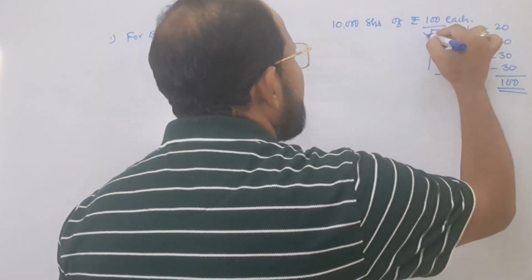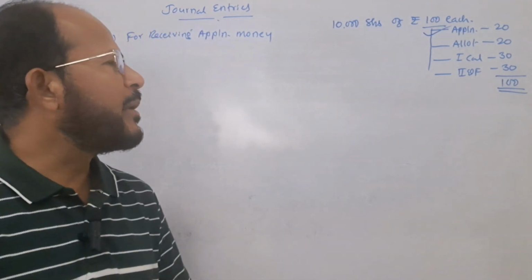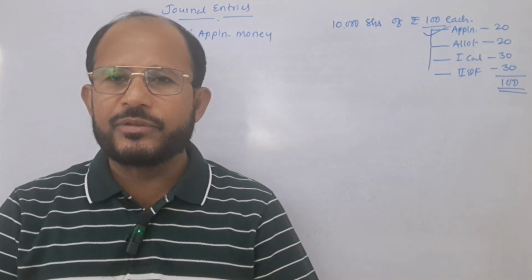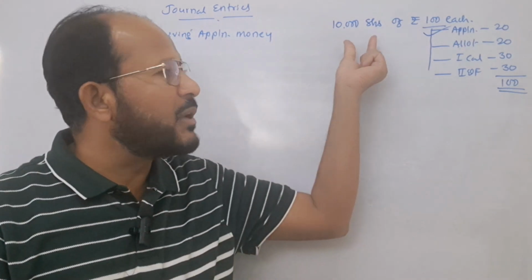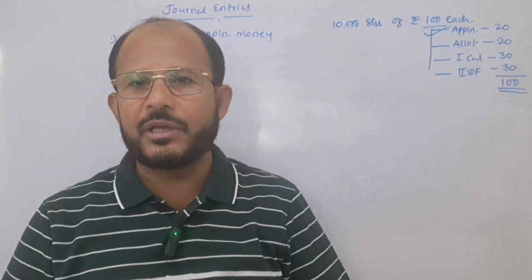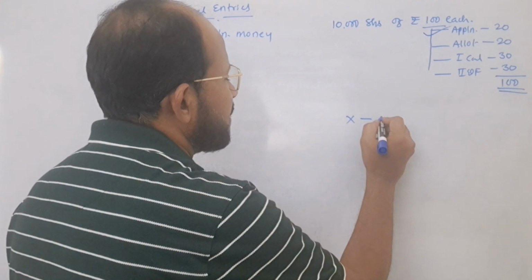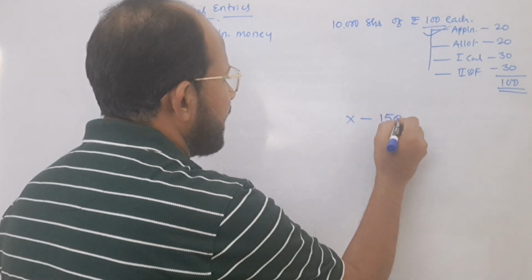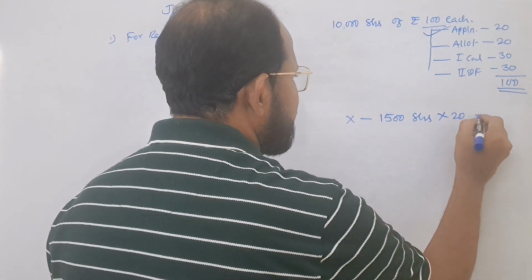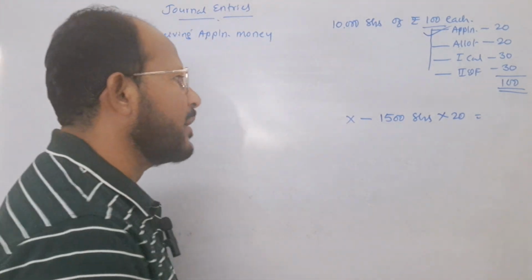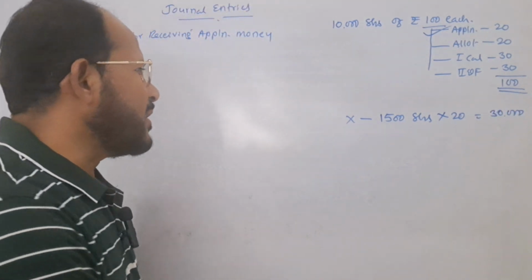First thing, rupees 20 is set by the company as application money. It means if a shareholder is in need of shares, when he applies for shares, with that application he has to send rupees 20 per share as application money. I will take an example. Here Mr. X is planning to purchase 1500 shares. Therefore, he has to send how much? Rupees 20 per share as application money. Therefore, it comes to rupees 30,000.